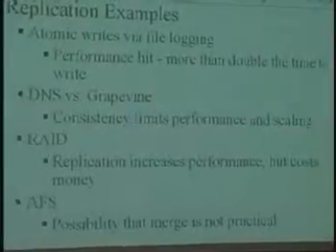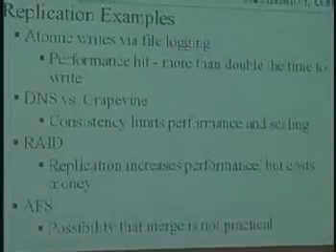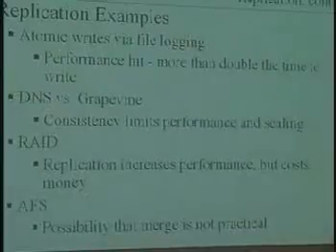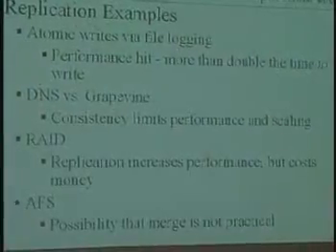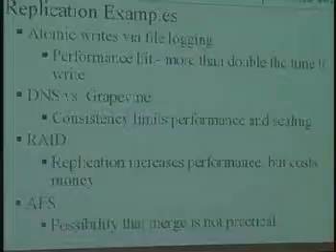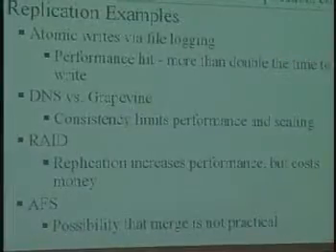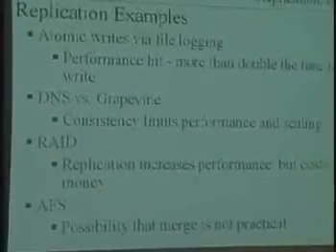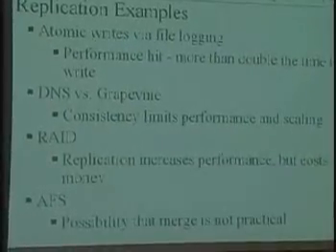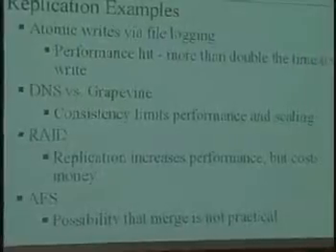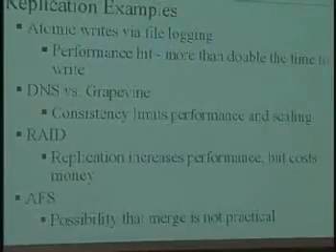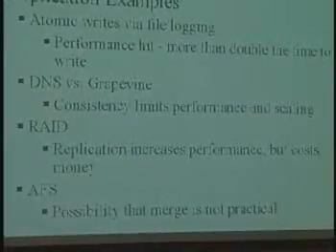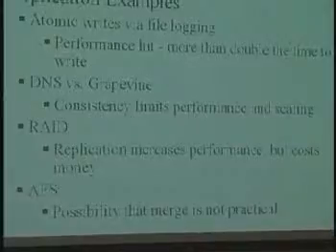So here are some examples. The atomic writes via file logging. Remember we had replication of the data. So we had the existing copy, then we wrote the new copy, and we put it on non-volatile storage. By having these two different copies of the same thing, we could guarantee that we could either roll back or go forward depending on where we were. DNS versus Grapevine is a great example of different levels of where you want to set the consistency trade-off. And the scaling issues came out very nicely there.